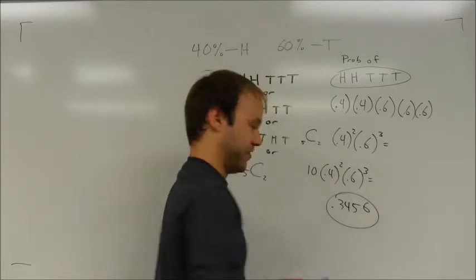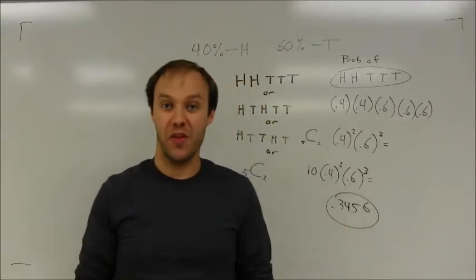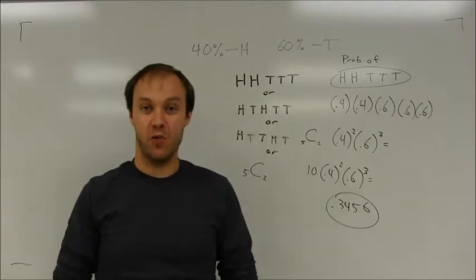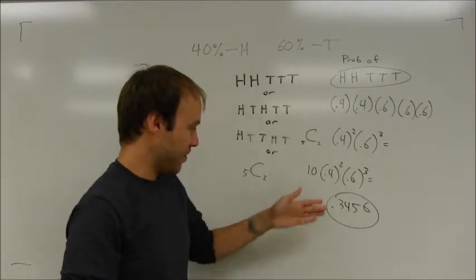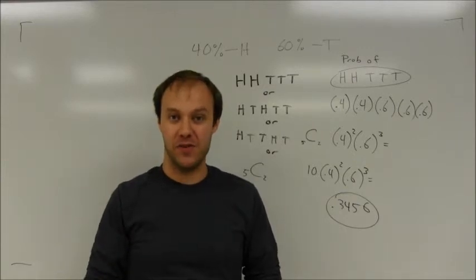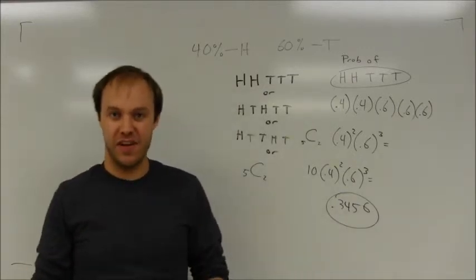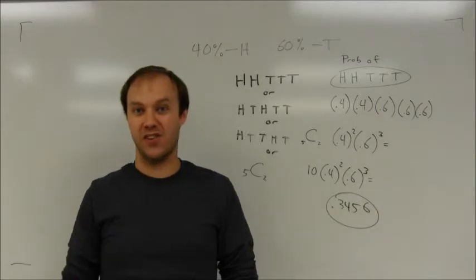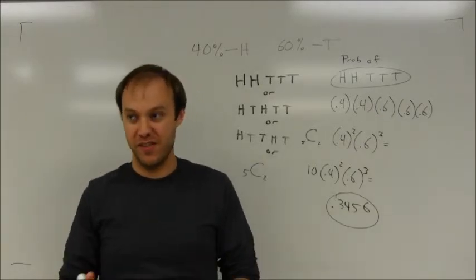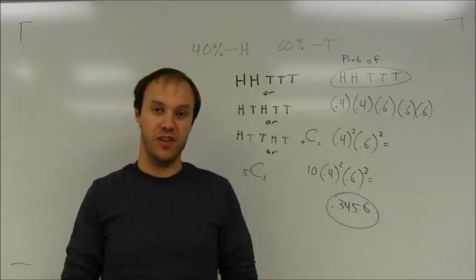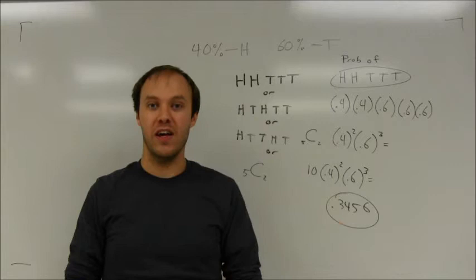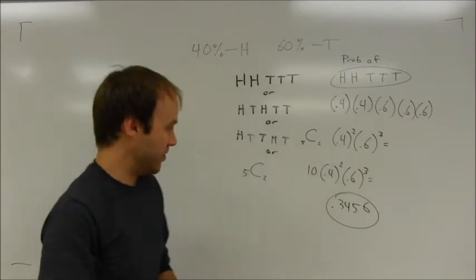That is 0.3456. So it turns out that a little bit more than a third of the time, if I had this coin that only came up heads 40% of the time, about a third of the time I would have exactly 2 heads on 5 flips. And clearly you could use this to find the probability of having 3 heads, 4 heads. Of course, 5 heads would be easier to do using other methods. No heads would be easier to do using other methods.